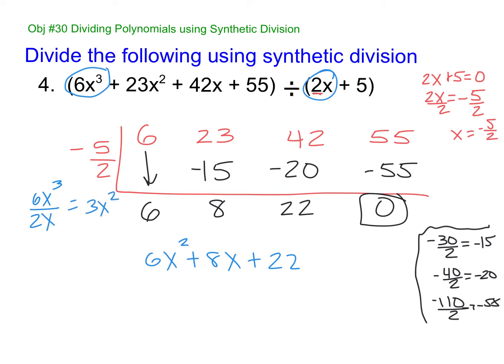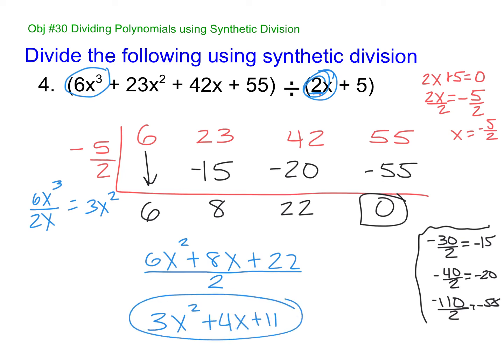So there's actually an extra 2 in this problem. Because of this 2 in front of the x, we're going to have to divide the entire thing by 2. So our answer is actually 3x squared plus 4x plus 11. So after you do your division, you then have to divide by that coefficient.